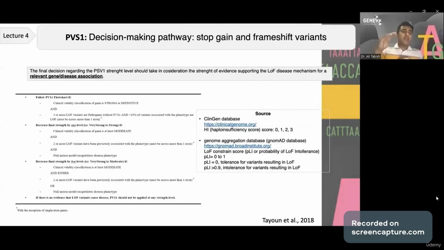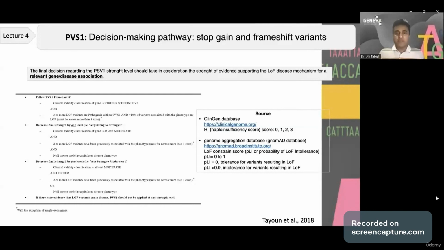And we have to decrease the final strength by 1 more, so 2 levels, from very strong to moderate, if the clinical validity classification is at least moderate, and either there are 2 or more loss of function variants, or there is an animal model recapitulating the disease phenotype. But if these criteria are not met, if there is no evidence that loss of function variants cause the disease for this gene, we shouldn't apply PVS1.